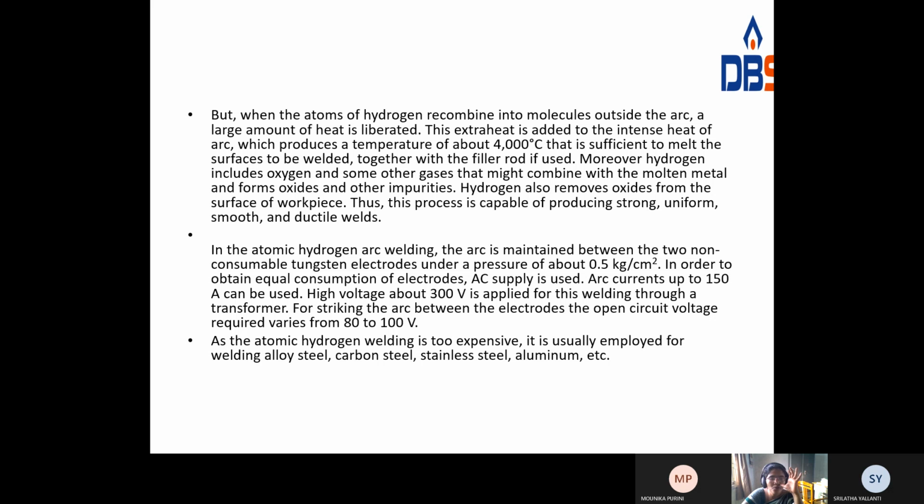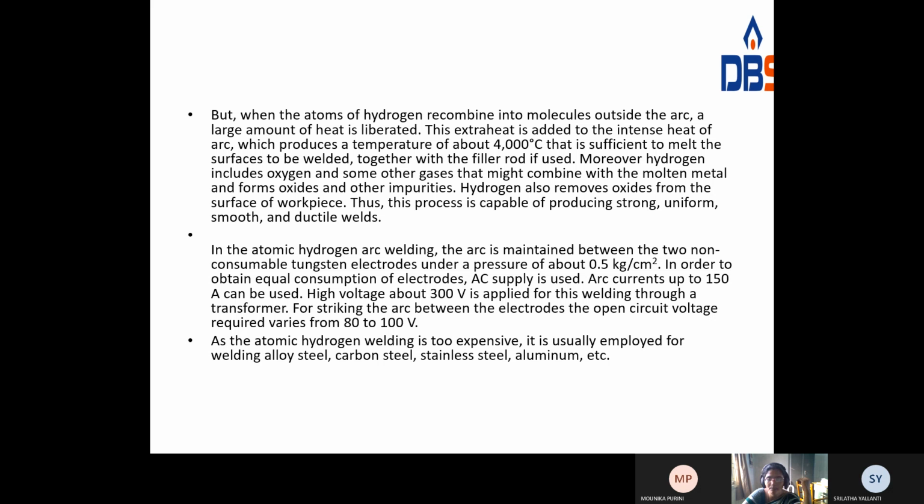In atomic hydrogen arc welding, the arc is maintained between two non-consumable tungsten electrodes, placed under a pressure of about 0.5 kg per centimeter square. In order to obtain equal consumption of electrodes, an AC supply is used. Arc currents up to 150 amperes will be used for this process.